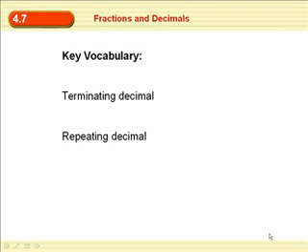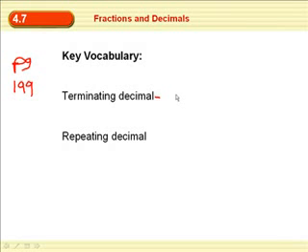Alright, this is 7th grade 4.7, the last one in chapter 4, I believe. I think it is. Yes, it is. Last one. So fractions and decimals. Page 199. Kind of a cute little picture of a koala bear up there on the top of the page. So make sure you're looking with me as we go through the vocabulary.